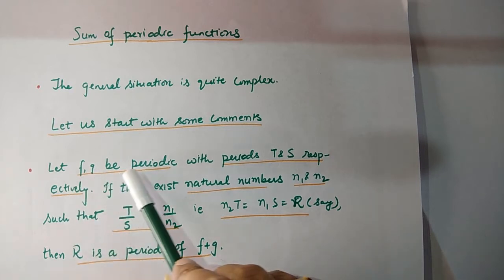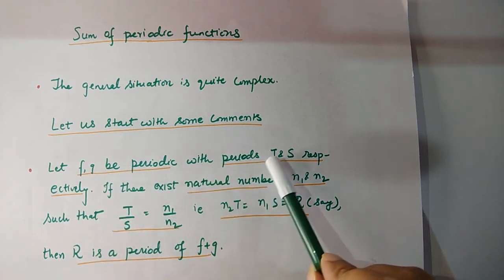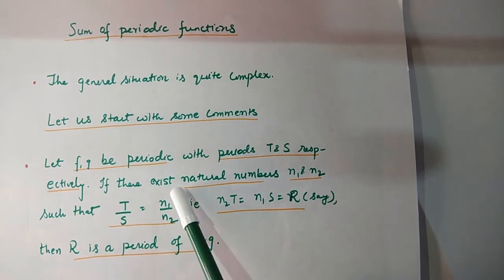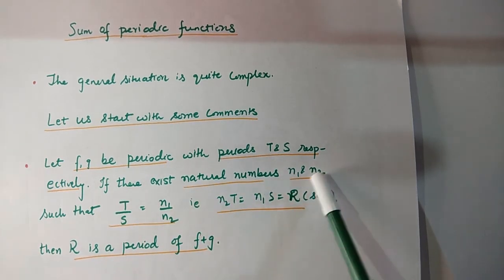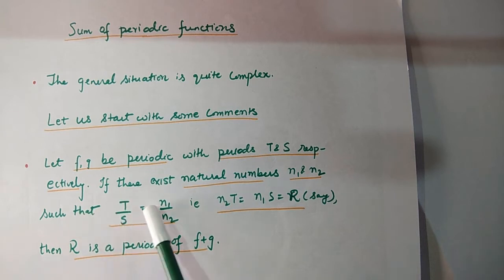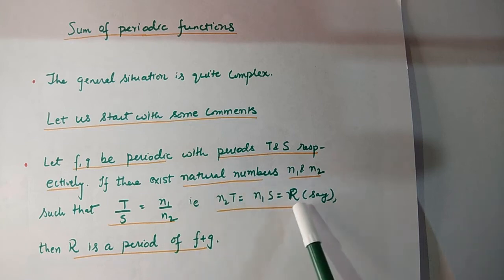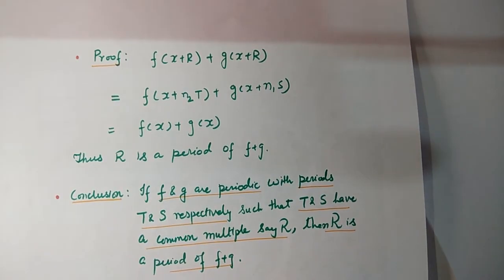Let f and g be periodic with periods t and s respectively. If there exist natural numbers n1 and n2 such that t by s is equal to n1 by n2, that is, n2 times t is equal to n1 times s, equal to r, suppose. So I'm calling this common product r. Then the claim is that r is a period of f plus g. Let us see a proof of this.